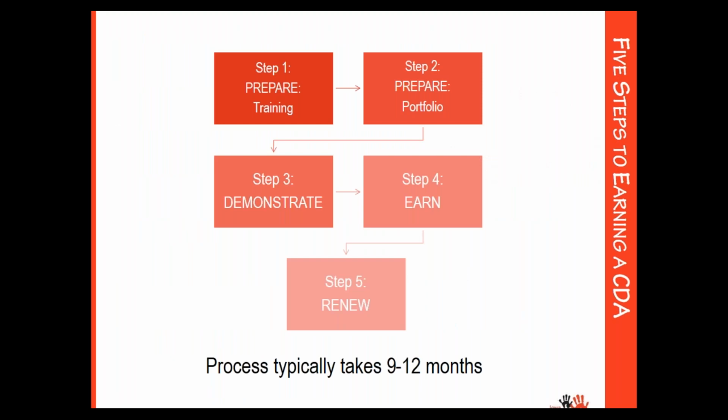So now that we've talked a little bit about what is a CDA and why you would maybe want one or help support provider in getting one, let's look at the steps of a CDA. There are 5 basic steps in achieving a CDA. Step 1 is preparing and looking at their training. Step 2 is preparing and creating a portfolio. Step 3 would be demonstration, when the professional development specialist would come and observe and work through goals. Step 4 is earning your CDA, and then the last step is renewing, because it's a renewal process.